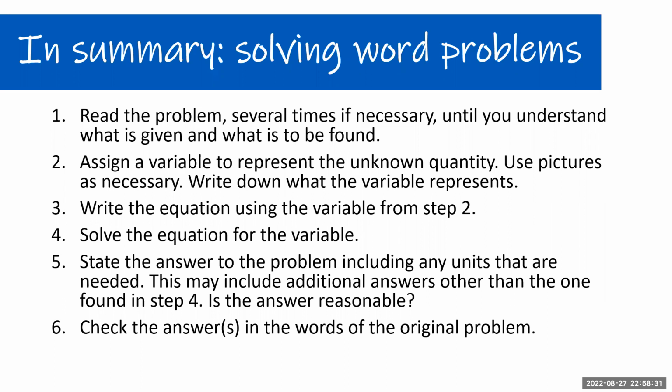Assign a variable, so x, or this is where that symbol of choice comes into play, to represent that unknown quantity. Use pictures as necessary, just like I drew the perimeter there, you can draw. Write down your equation using the variable, and then solve the equation just like before. The one thing that you want to be really careful with here is that you're using the units that you're supposed to and any context that you need to. And it's always a good idea to check the answers in the words of the original problem.